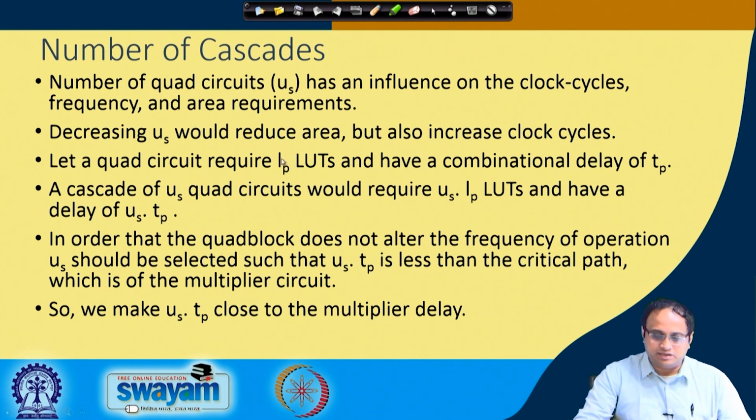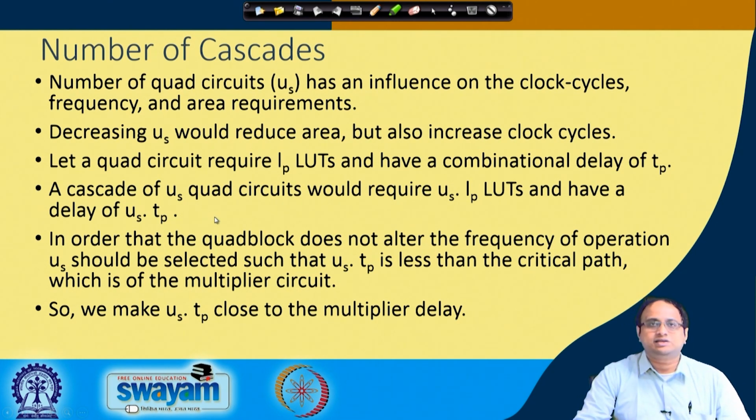Suppose there is one quad circuit which takes, say, LP number of lookup tables, and there is a combinational delay of, say, TP. If I want to formalize this, if there are US cascades, then the number of lookup tables we will be consuming is just US multiplied by LP, and the delay will also be proportional to US into TP.